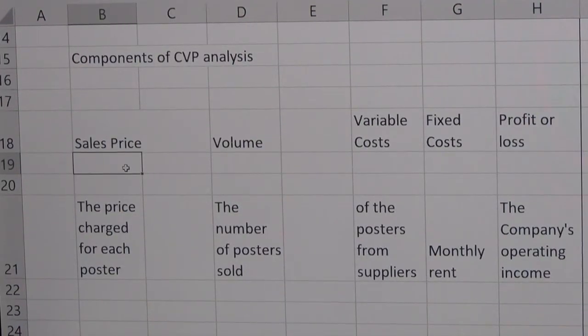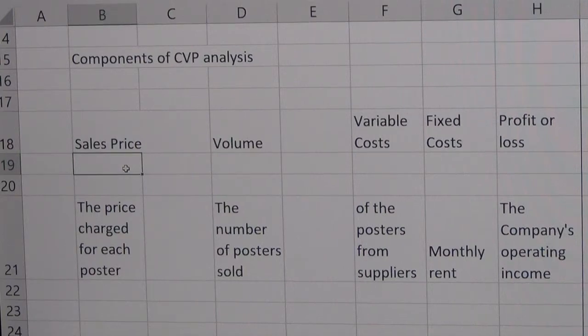Okay, so the components of CVP analysis would be the sales price, and the sales price is really going to be made up of what you're going to be charging for each poster that you're selling. The volume, that's the number of posters that are going to be sold. Variable costs, what we learned in the previous chapters, variable costs are costs that change with volume in total. So the example would be the posters from the slide, maybe the paper or the ink or whatever is required to put together the posters.